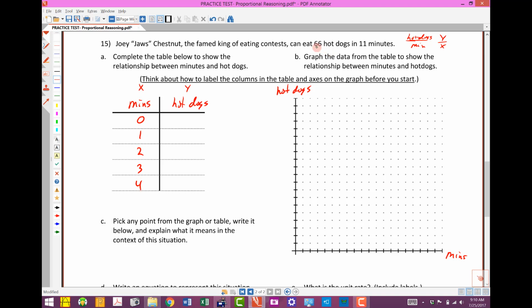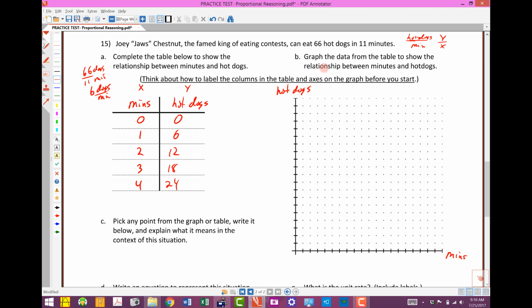Now if he can eat 66 hot dogs in 11 minutes, that means it's 6 hot dogs per minute. So let's run through and fill this out. 0 minutes. Okay, before they start, he wouldn't have eaten any hot dogs. In 1 minute, 6 hot dogs. 2 minutes, 12 hot dogs. 3 minutes, 18 hot dogs. 4 minutes, 24 hot dogs. I mean, gosh, if you stop and think about that, that's just incredible.